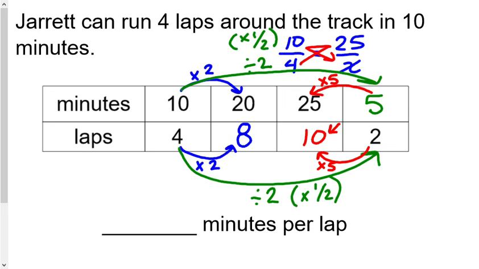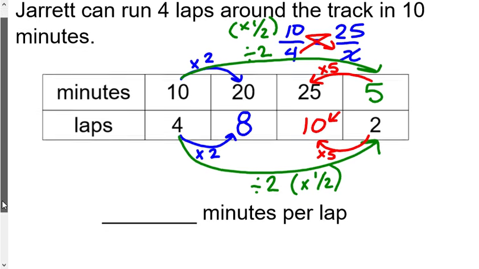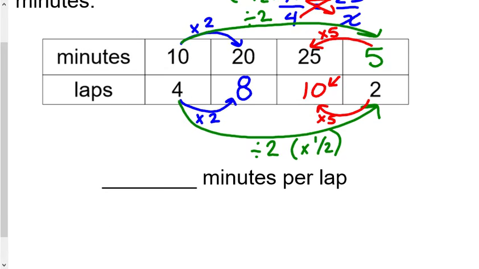All right, now let's say that I wanted to figure out the number of minutes per lap. I can take any of my ratios up here. It does not particularly matter which one, but I'm going to use the 10 and the 4 because that's the first one I started with. But again, I would get the same answer either way.